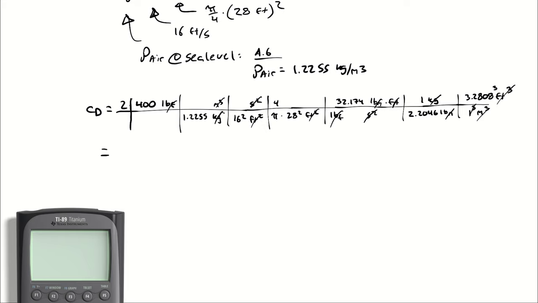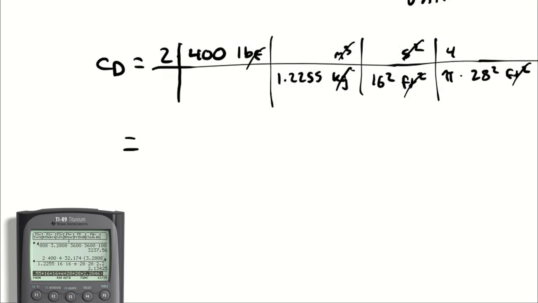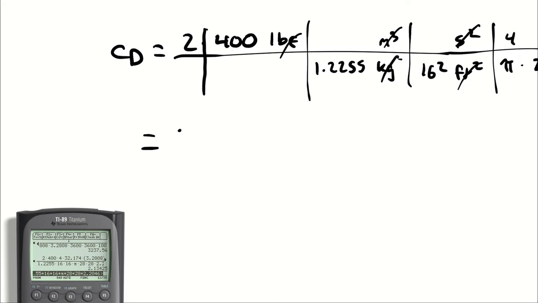Calculator needed. So 2 times 400 times 4 times 32.174 times 3.2808 cubed divided by 1.2255 times 16 squared times pi times 28 squared times 2.2046. That gives me a coefficient of drag of 2.1343.